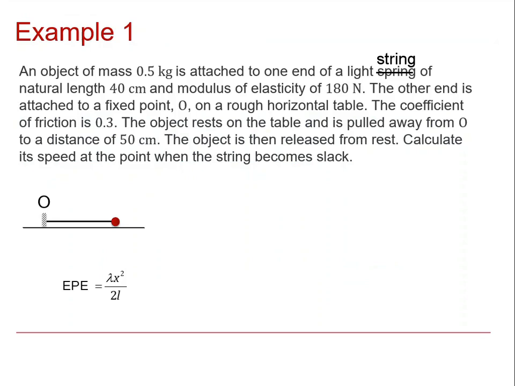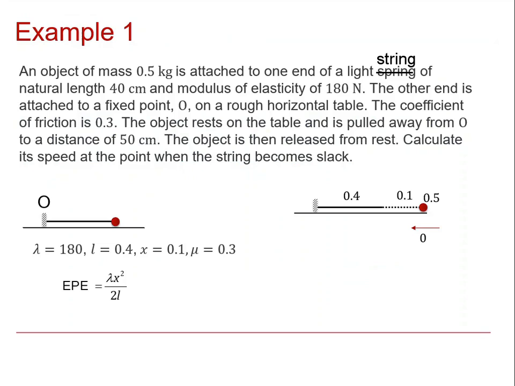Well, we'll need for this the elastic potential energy, lambda x squared over 2L. So let's sort out what the various parameters there are. Lambda from the question is 180. The natural length we agreed would have to be 0.4. The extension, careful here, it's 0.4 up to 0.5, so the extension is 0.1. And the coefficient of friction is 0.3.